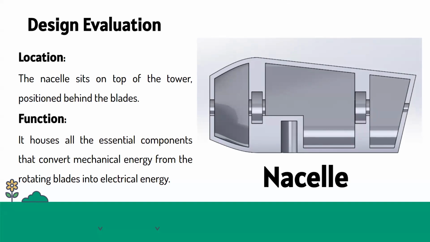First of all, I would like to talk about its location. The nacelle in wind turbines generally sits on the top of the tower, and it's usually behind the blades because it holds the blade root and rotor. And its function is, as I said before, it houses all the essential components that convert mechanical energy from the rotating blades into electrical energy, things like the shaft and gearbox.